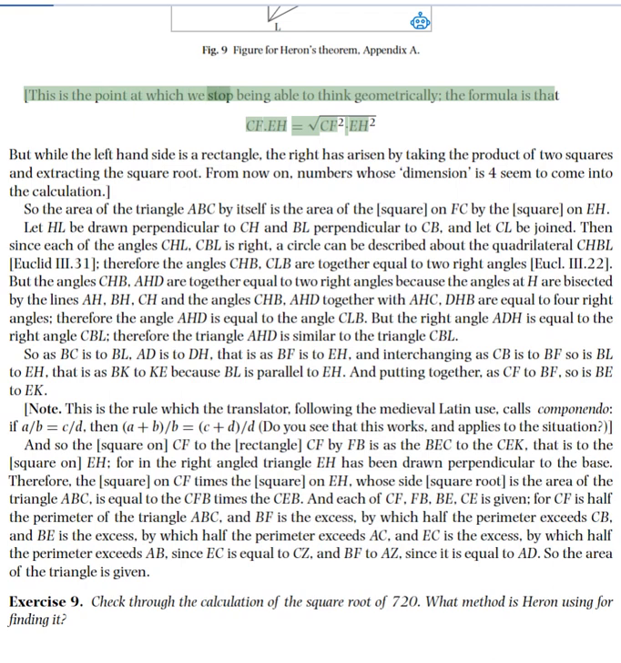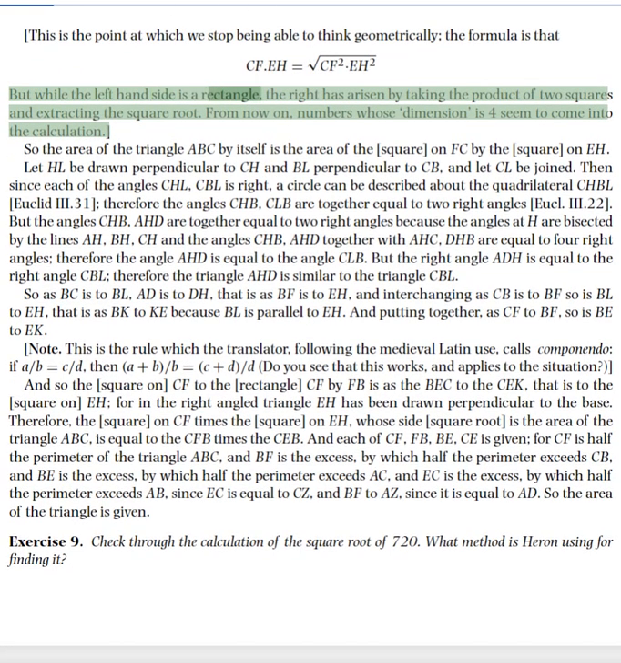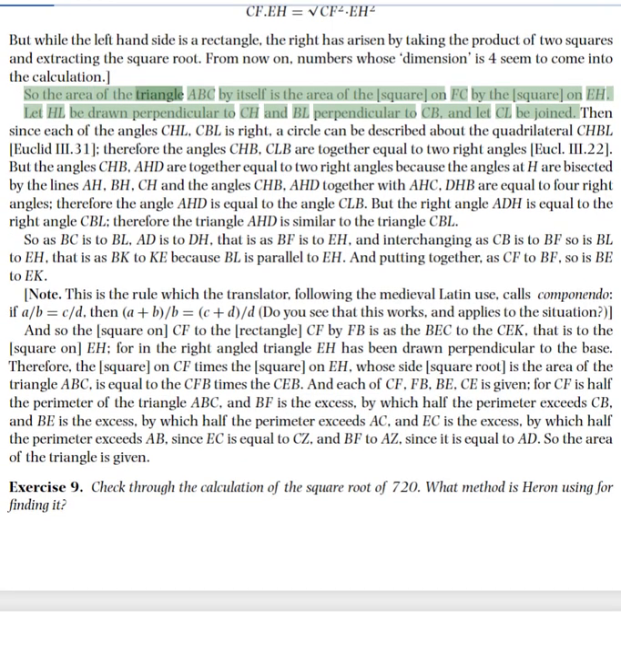This is the point at which we stop being able to think geometrically. The formula is that CF by EH equals the square root of the square on CF by the square on EH. But while the left-hand side is a rectangle, the right has arisen by taking the product of two squares and extracting the square root. From now on, numbers whose dimension is 4 seem to come into the calculation. So the area of the triangle ABC by itself is the area of the square on FC by the square on EH.